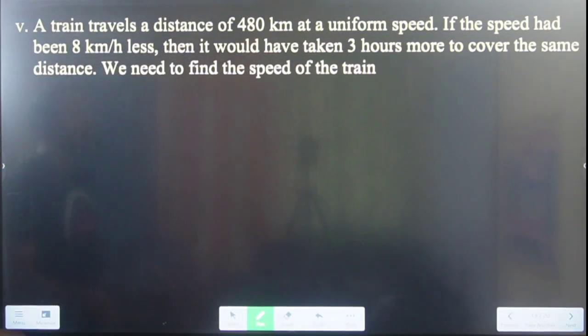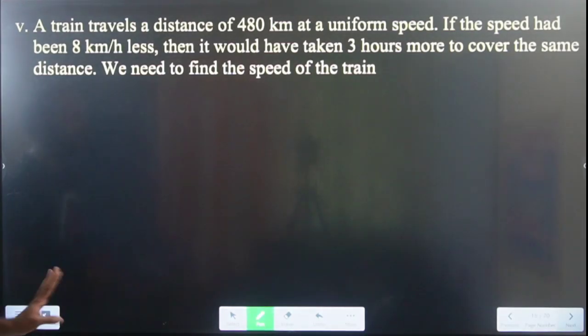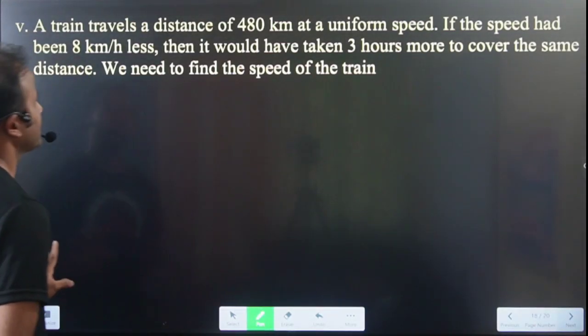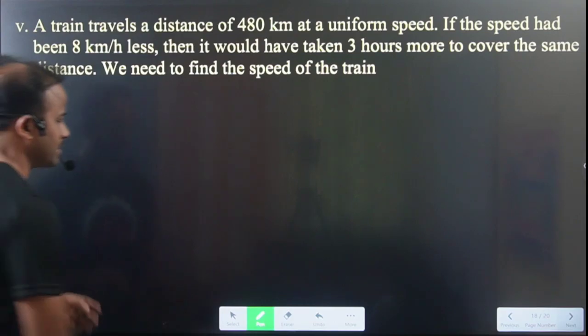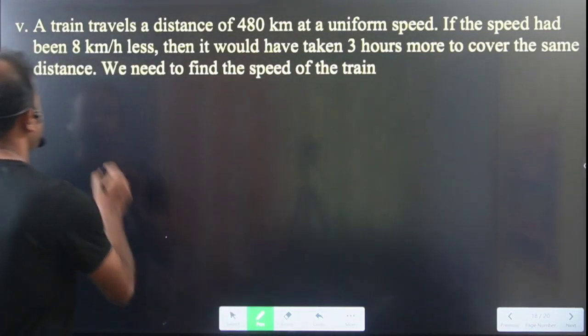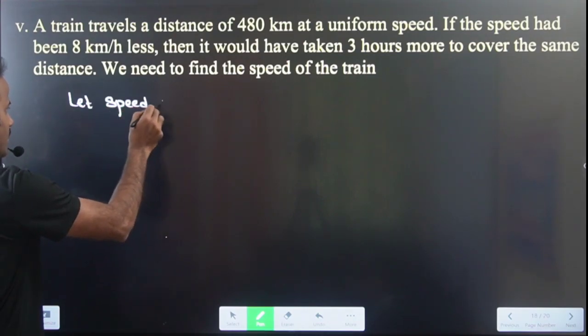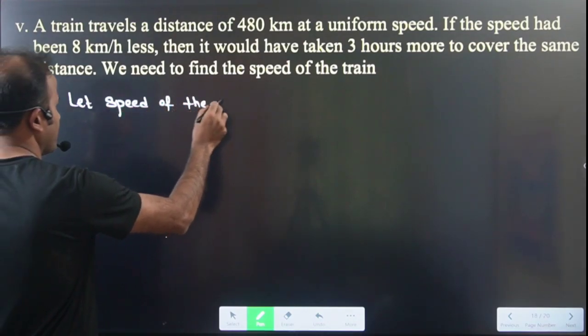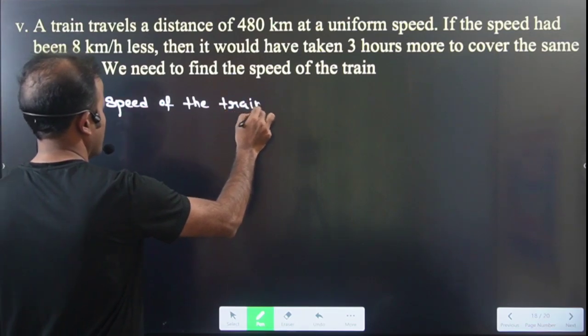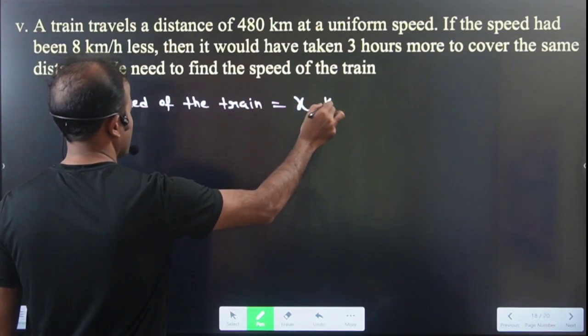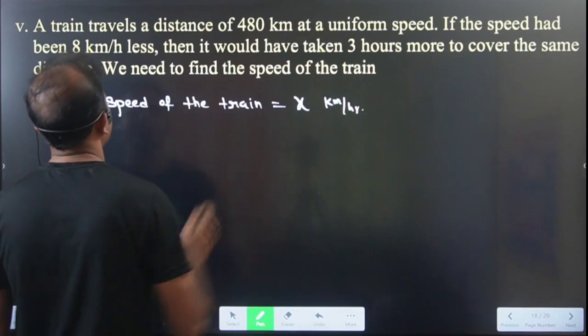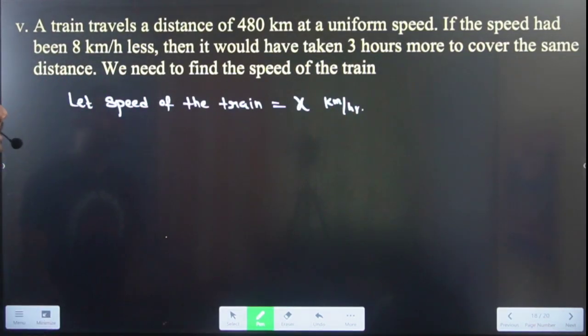Here the relation is given in terms of time; the formula is the speed-time-distance relation. So first, what should we assume as the speed of the train? Let the speed of the train be equal to x kilometer per hour. If the speed had been 8 km per hour less, then the train speed will become how much?